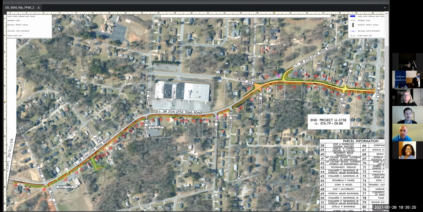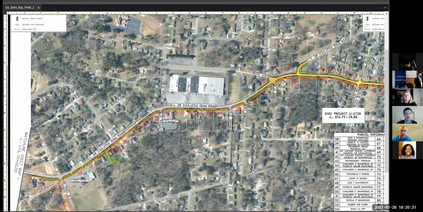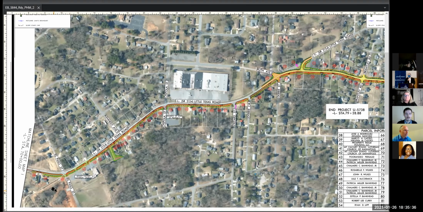That's the one that's in the curve right there. Okay, so it's on the same side as the church. And what's your name, ma'am? Miss Klutz. So, Annette, I hope you're taking some notes. Miss Klutz asked the question about the location of the sidewalk, which side of the road it'll be on. So it's on the same side as the church. Are there any other questions? Mr. Goodman?